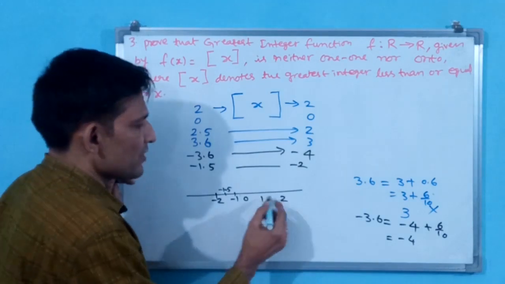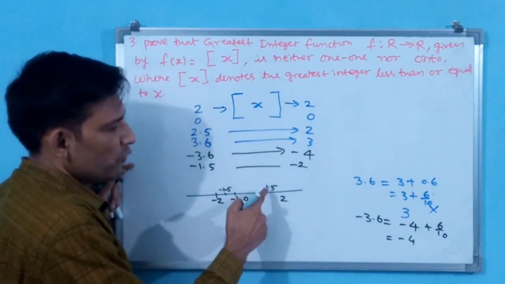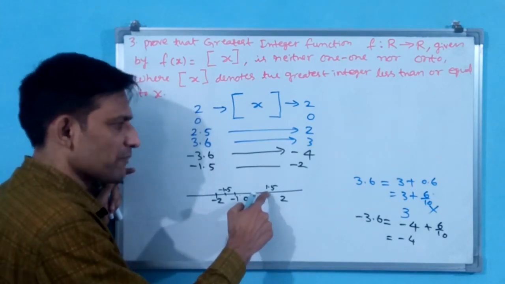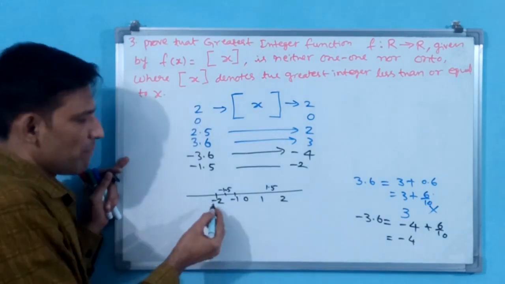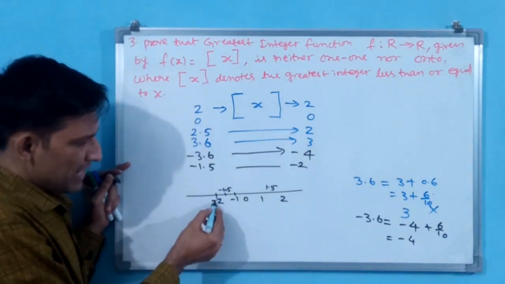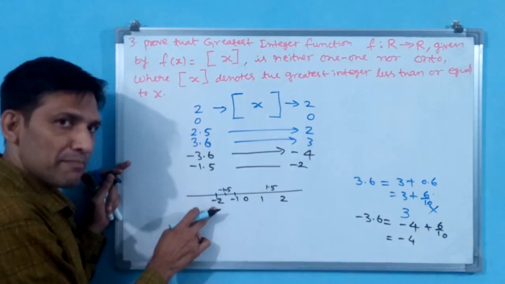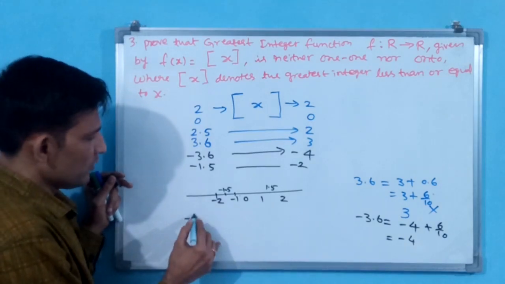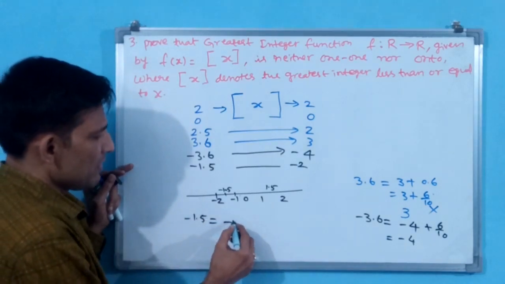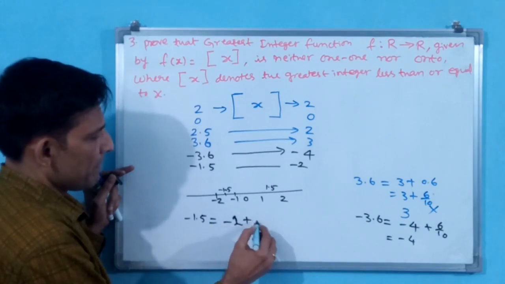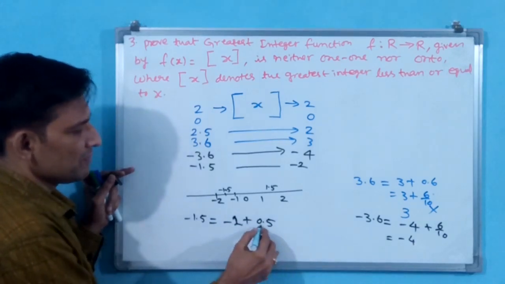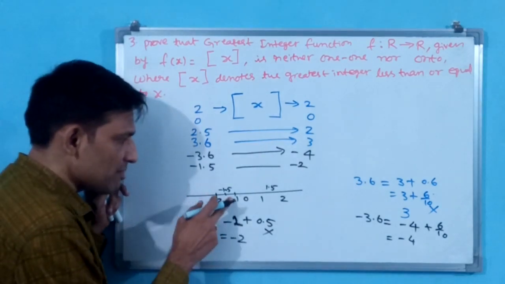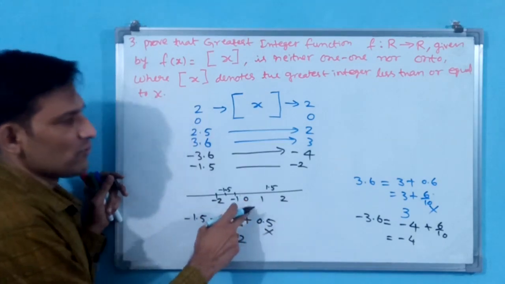See here, between 1 and 2, 1.5 will be there. If you give 1.5, 1 will come. Why? Because here 1 is less, and 1 plus fraction will be there. That is why it will take 1. But if you give minus 1.5, here minus 2 plus fraction will be there, because the lesser number plus fraction will be there. Minus 1 plus fraction will not be there. Minus 1.5 equals minus 2 plus 0.5. Then this will remove 0.5 and it gives only minus 2. Why? Because minus 2 is less than minus 1, just as 1 is less than 2.